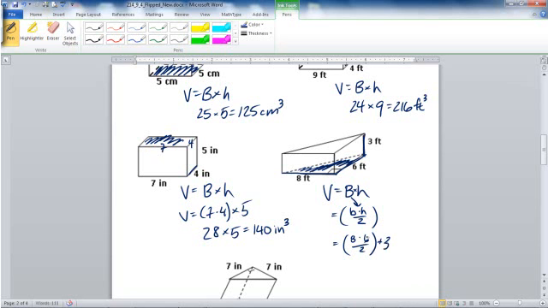So 8 times 6 is 48. 48 divided by 2 is 24. And 24 times 3 is 72 feet cubed. So again, make sure you take your time when you see the triangular prisms to make sure the area of the base is that little base times the height, then divided by 2.